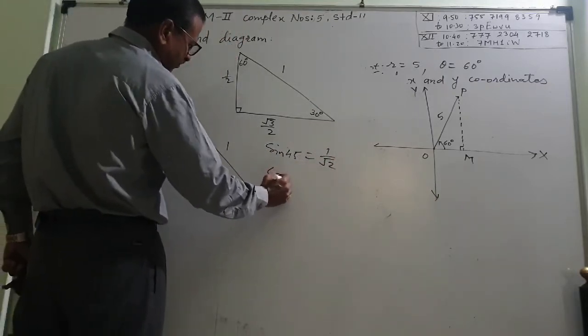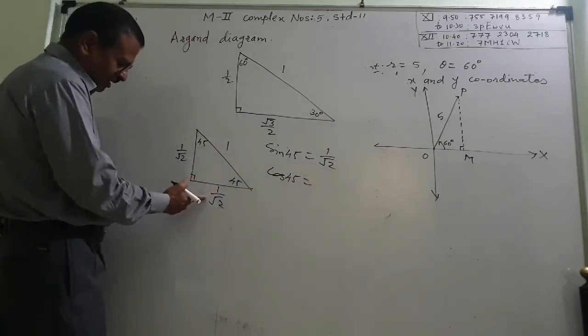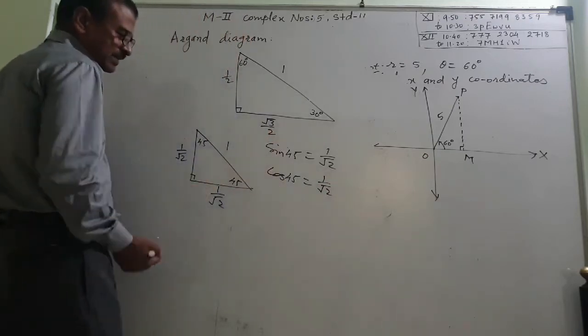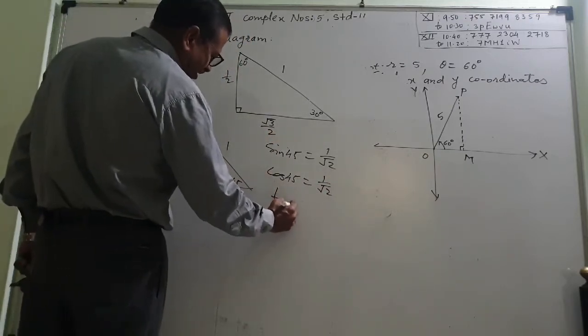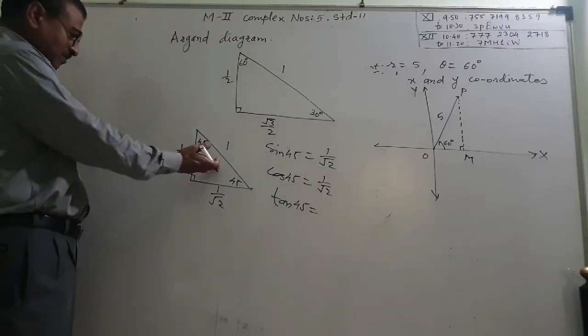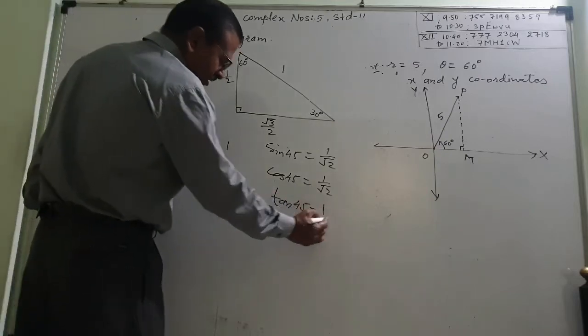Cos 45, cos यानी बाजू वाली. 45 के बाजू वाली कौन है? 1 upon root 2. Sin and cos of 45 degree are same. Tan 45 is सामने वाली upon बाजू वाली. 1 upon root 2 upon 1 upon root 2, it will be 1.